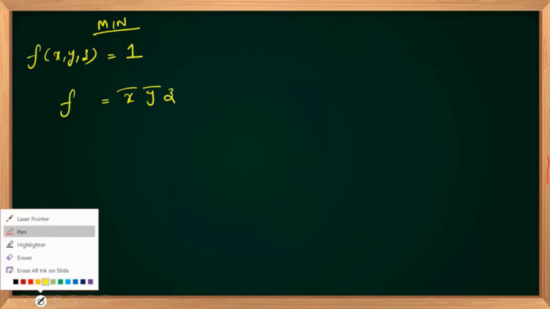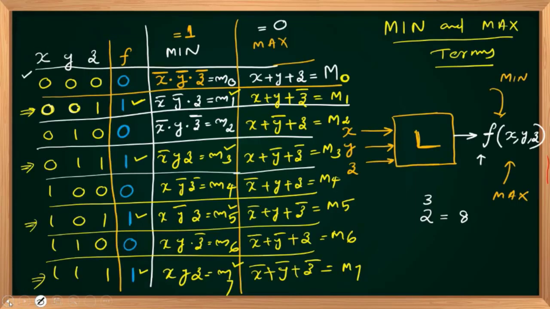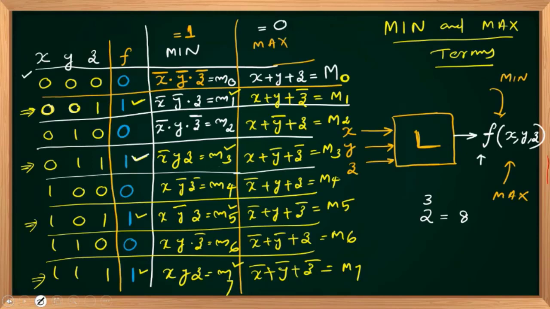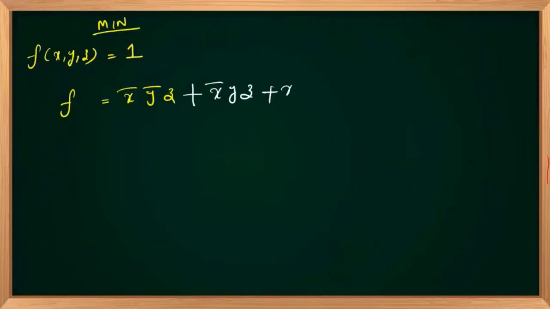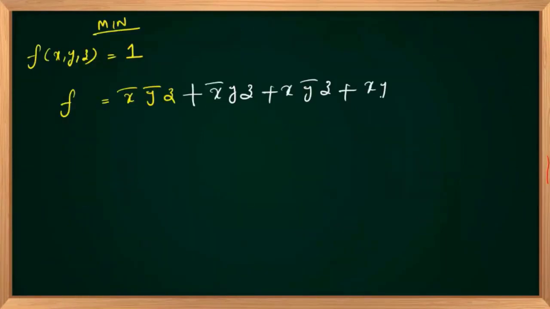That is one condition, right? And there is not only one condition. I have a few more conditions. I have a 1 here for f. So 0, 1, 1 corresponding to m3, x bar y z. So I should take x bar y z plus. Another condition is here corresponding to m5, small m5, x y bar z. So x y bar z plus one more condition, last column, here it is 1. So 111, x y z or m7. So this is x y z.